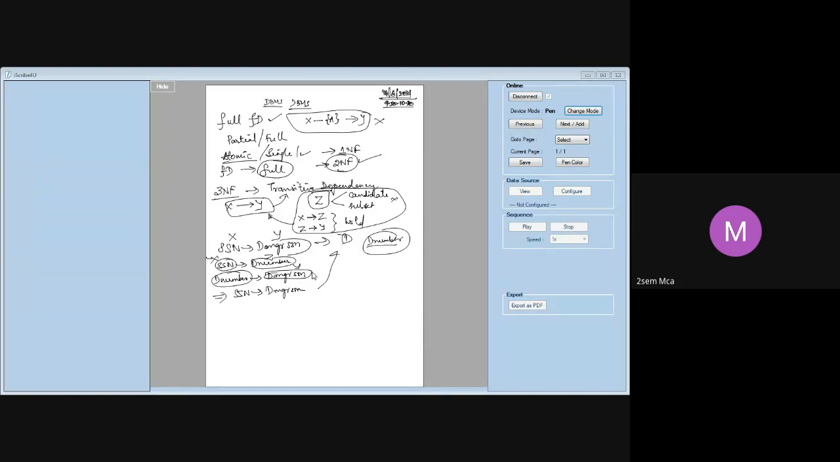Is it clear? I think we have made it till here. I think this is where we stop. Now, what does the third normal form state, or what is the definition of third normal form?